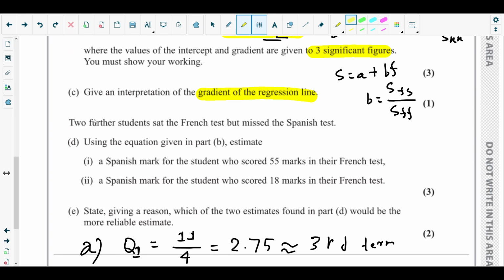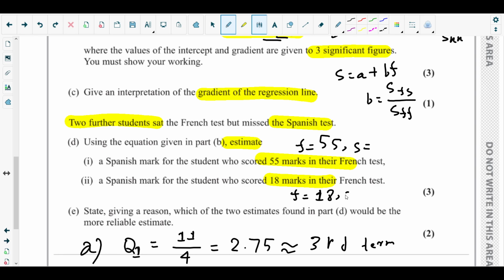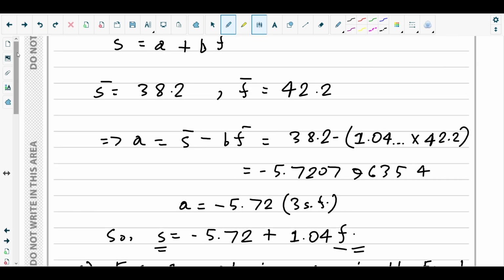For part D, the question says 2 further students sat the French test, but missed the Spanish test. Using the equation given in part B, we need to estimate a Spanish mark for the student who scored 55 in their French test. Basically, if F equals 55, then what would be the value for S? Again, in part 2, they said the Spanish mark for the student who scored 18 in their French test. That means if F is 55, we find S in part 1, and if F equals 18, we find S in part 2. So this is pretty simple and straightforward, right?